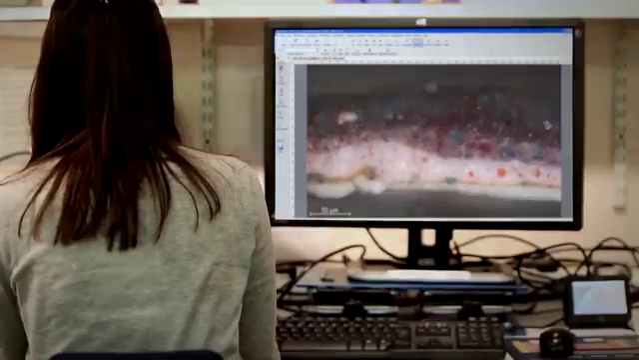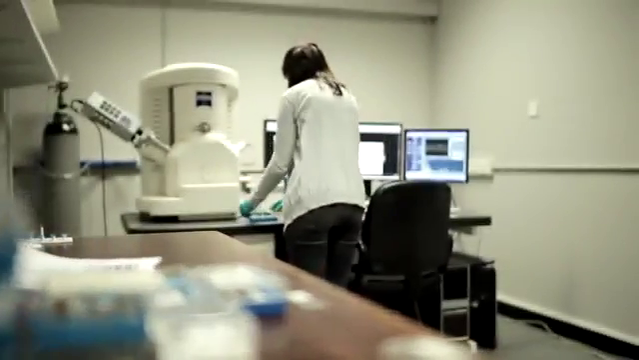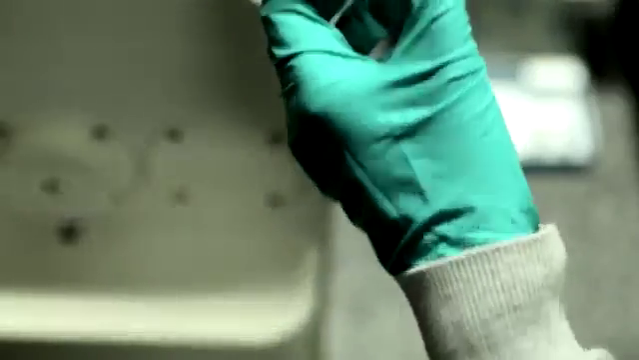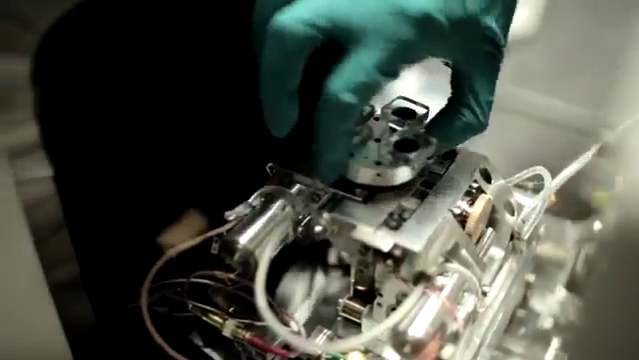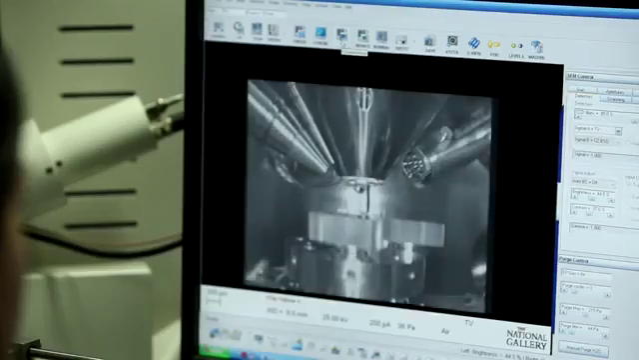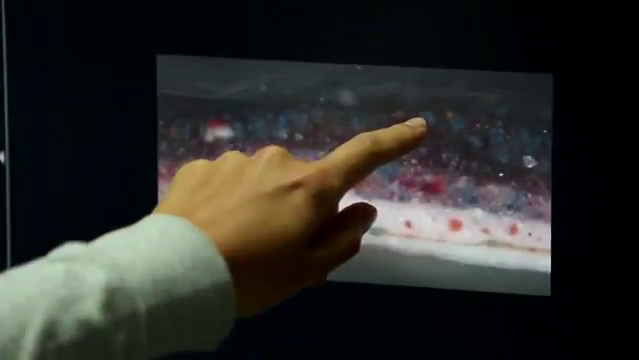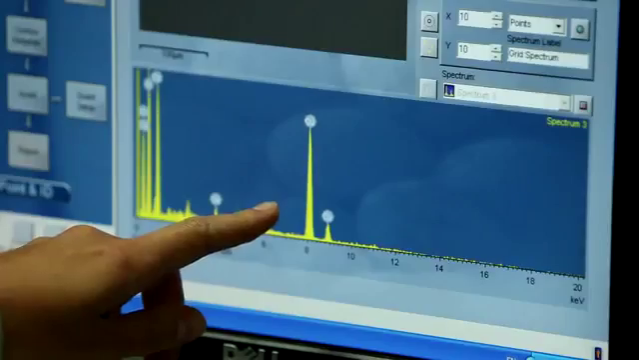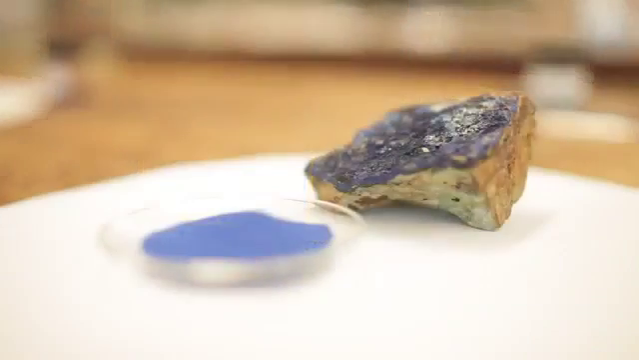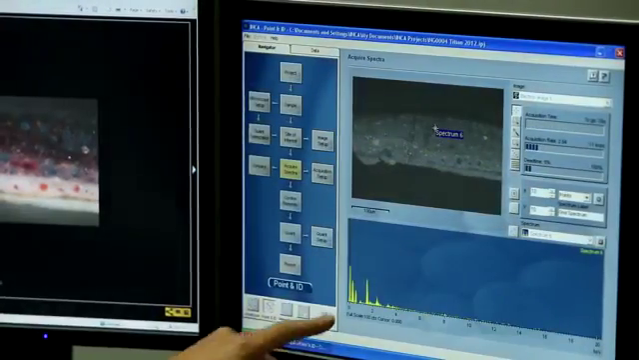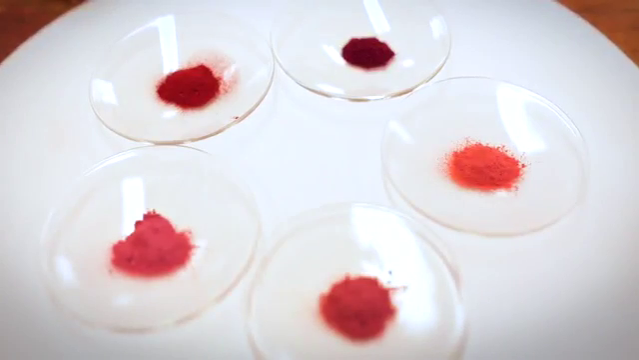Other methods of examination tell us even more. This scanning electron microscope, coupled with an energy dispersive X-ray analyzer, can determine the composition of the pigments. The blue pigment in this purple paint contains copper, identifying it as the mineral azurite. The red pigment contains aluminium, which is characteristic of what are known as red lake pigments.